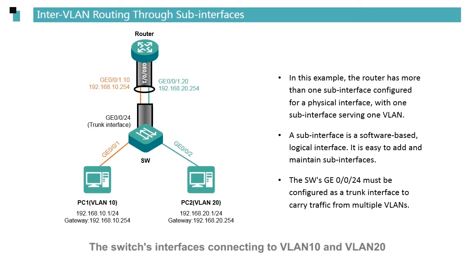The switch's interfaces connecting to VLAN 10 and VLAN 20 are access interfaces, and the interface connecting to the router is a trunk interface for carrying traffic from the two VLANs. The trunk interface must be configured to allow packets from VLAN 10 and VLAN 20 to pass through. The router has two sub-interfaces configured, GE0/0/1.10 and GE0/0/1.20. The IP addresses of the two sub-interfaces are 192.168.10.254 and 192.168.20.254, which are exactly the gateway addresses for VLAN 10 and VLAN 20.